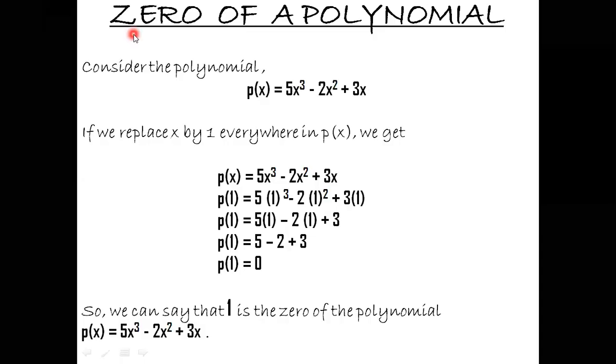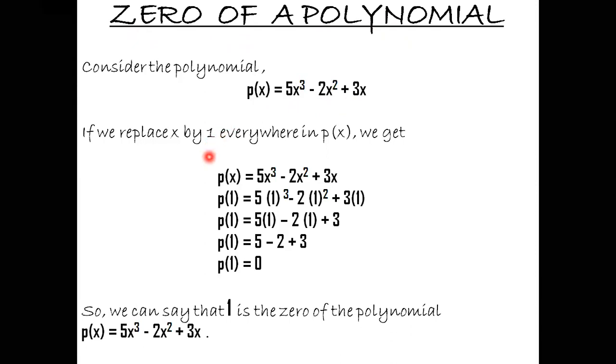Now let us take the next concept, which is called the zero of a polynomial. It is very similar to what we did with the value of the polynomial. Now to understand what is the zero of a polynomial, let us consider a polynomial. Let us take the given polynomial itself, that is P of x is equal to 5x cubed minus 2x square plus 3x. Okay, so just randomly let me replace the value of x by 1.